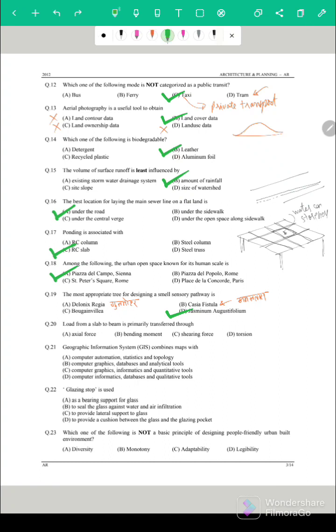Question number 20 is, load from a slab to beam is primarily transferred through. So the correct answer of this question is option number B, through bending moment.